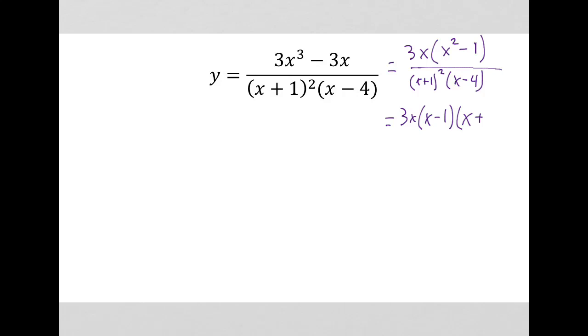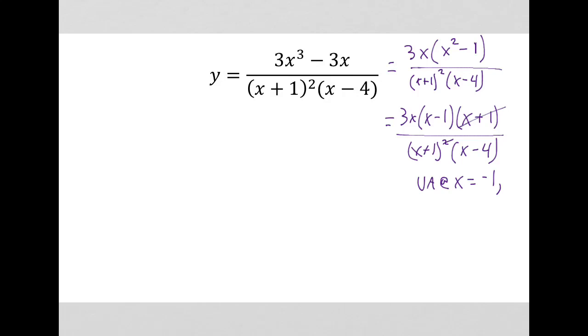So I'm going to have x minus 1 and x plus 1 over x plus 1 squared times x minus 4. Now this is kind of weird. Notice we have an x plus 1 in the numerator, and we have two x plus 1s in the denominator. So even if we took one away and wanted to say there's a hole there, we still have an x plus 1 factor in the denominator, so we're still going to get a vertical asymptote at x equals negative 1.